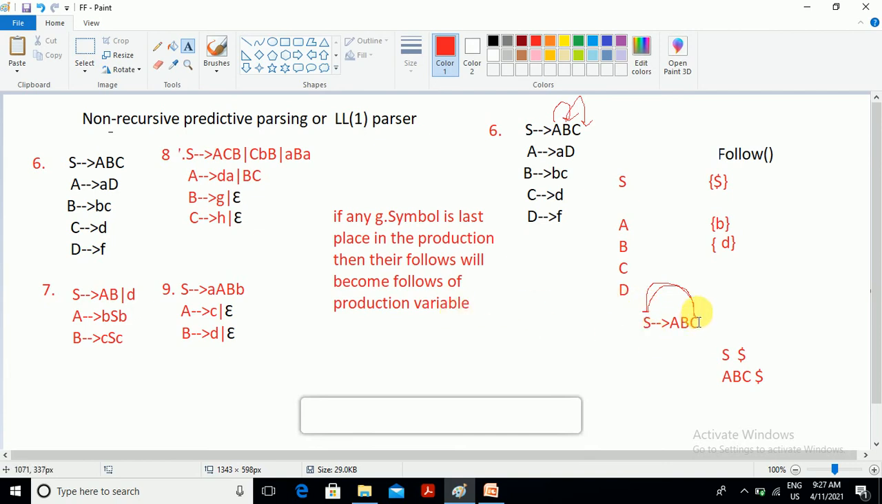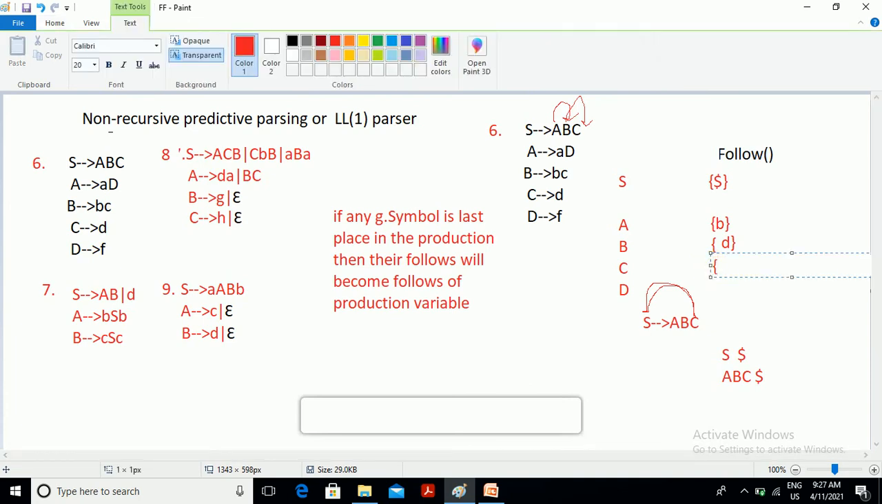Their follows will become the follows of that production variable. What are the follows of this production variable? Dollar. So dollar also will become a follow of capital C. Capital C's follow will become a dollar. How does it become a dollar?